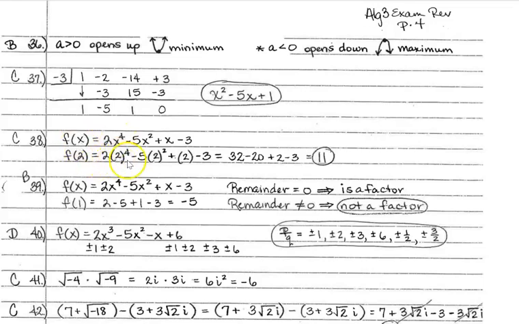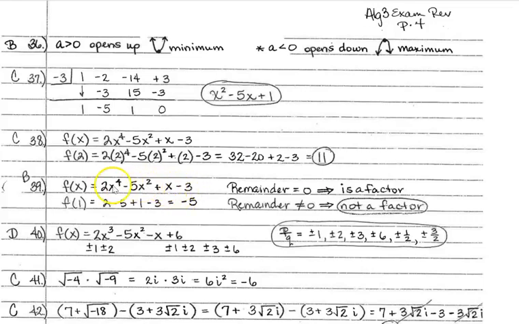So I'm going to put 2 in for x, 2 in for x, 2 in for x. So that's going to give me 2 to the 4th is 16 times 2 is 32. 2 squared is 4 times negative 5 is negative 20 plus 2 minus 3. So 32 minus 20 is 12. 12 plus 2 is 14. Minus 3 is 11. So that would be my remainder. If they had asked me, is it a factor? No, it wouldn't be because my remainder is not 0.